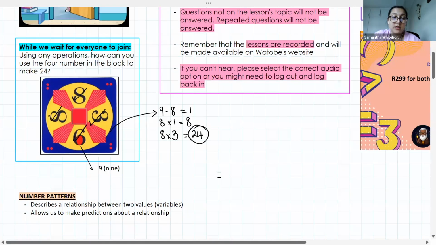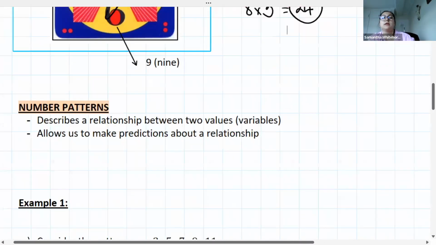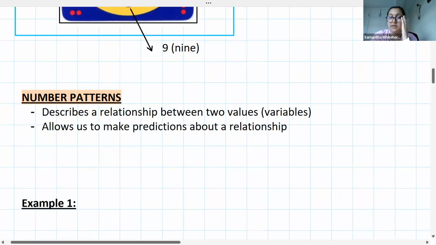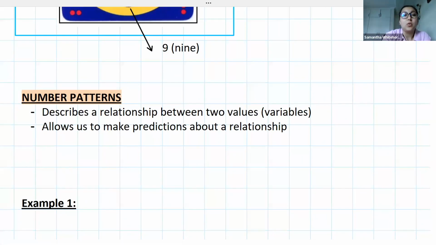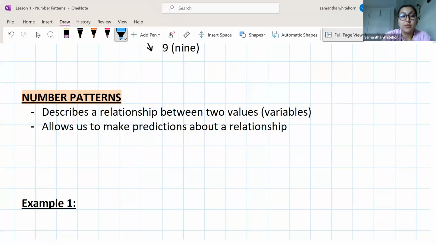Alrighty, let's get into it, guys. I'm not going to go through the details of number patterns again. We've done it. We know what number patterns are. We just now need to apply the knowledge that we already know.